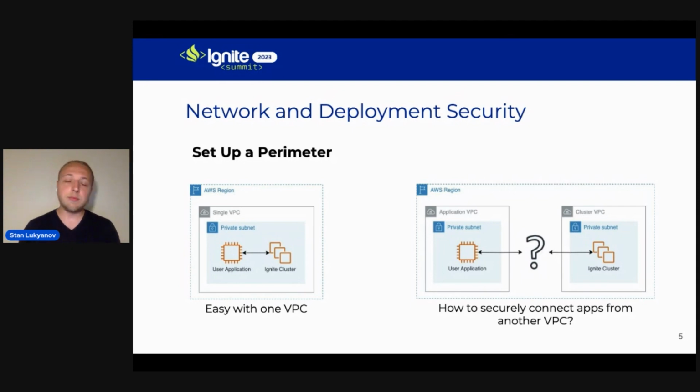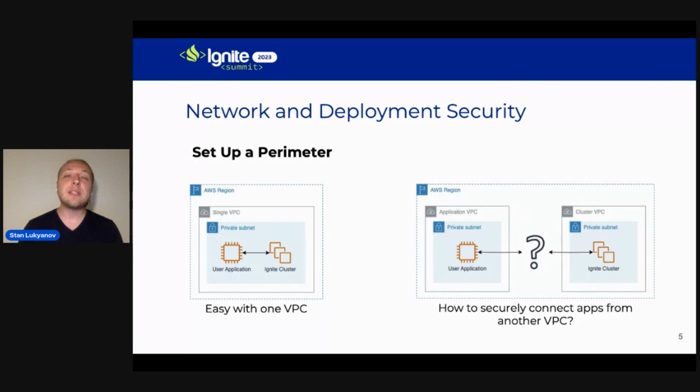In an ideal world, at least ideal for information security specialists, everything that you have sits inside one single isolated network. In a cloud environment such as AWS, it would be a single region, a single VPC, which is essentially a single data center in cloud terms. And then inside this single VPC, you have a single private network that contains all of your applications, your Ignite cluster, everything is there and fully isolated from the outside world.